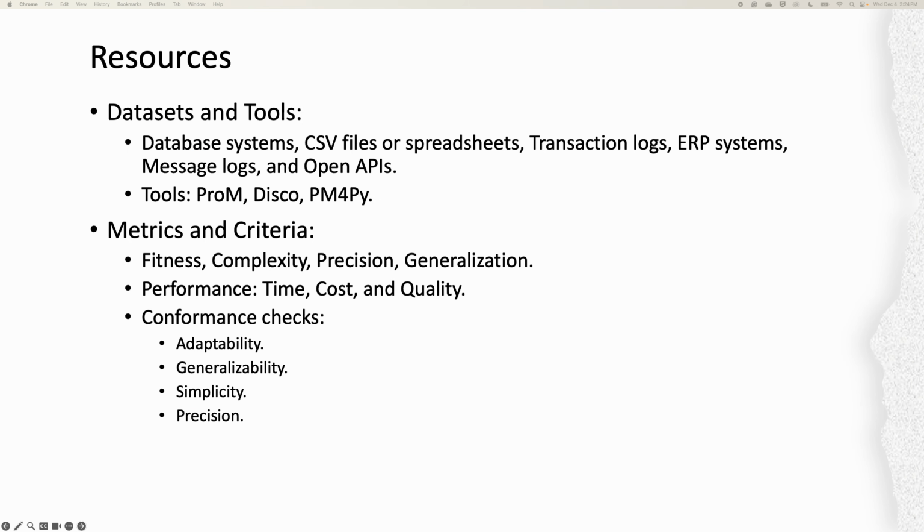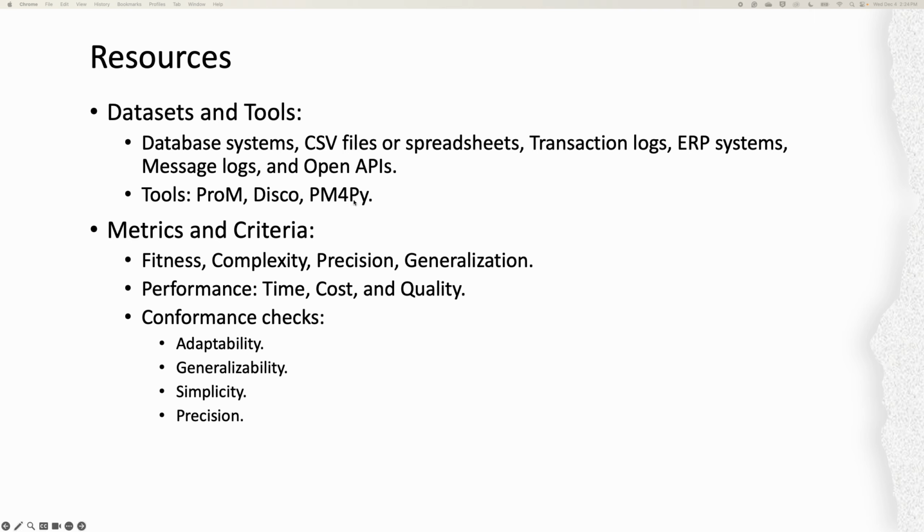And then after that, we have all of the resources that are used in process mining. As you can see, various data sets and tools are available for process mining. For data sets, they are mostly CSV files, transaction logs. They can be anything, because process mining can be done on a lot of different types of data. And for tools, we have ProM, Disco, PM4Py, all of these.